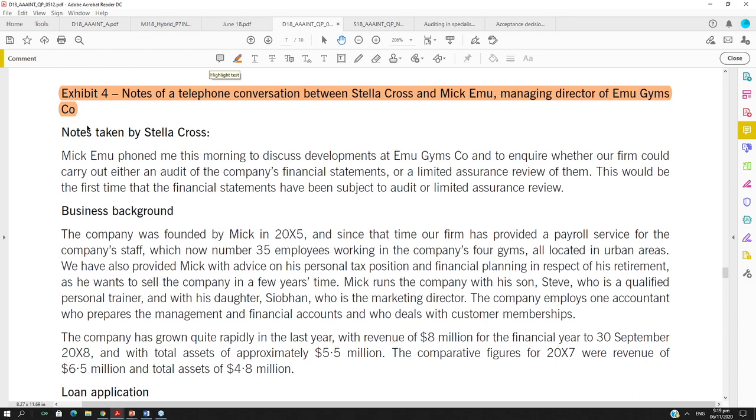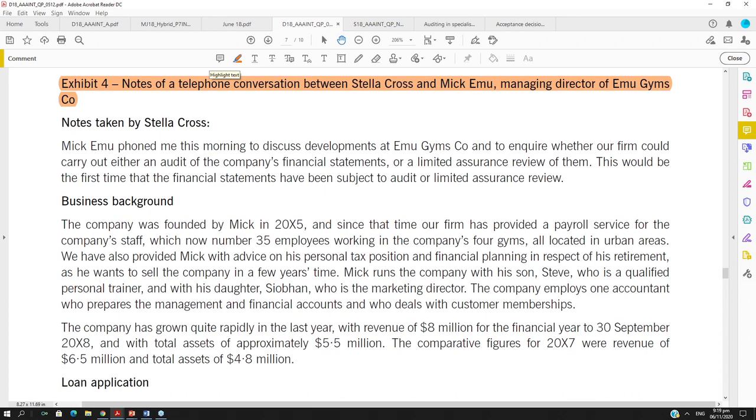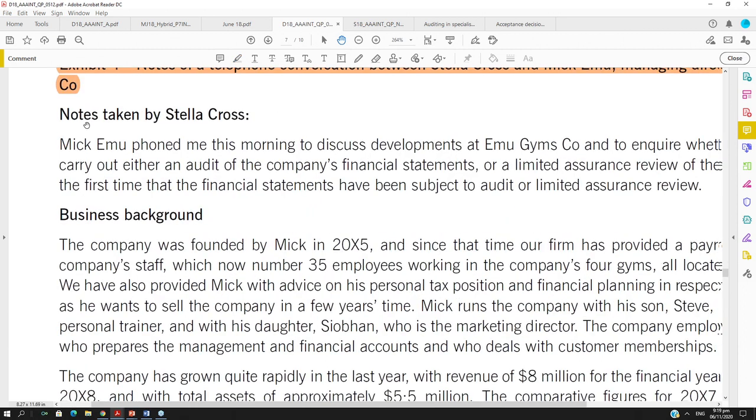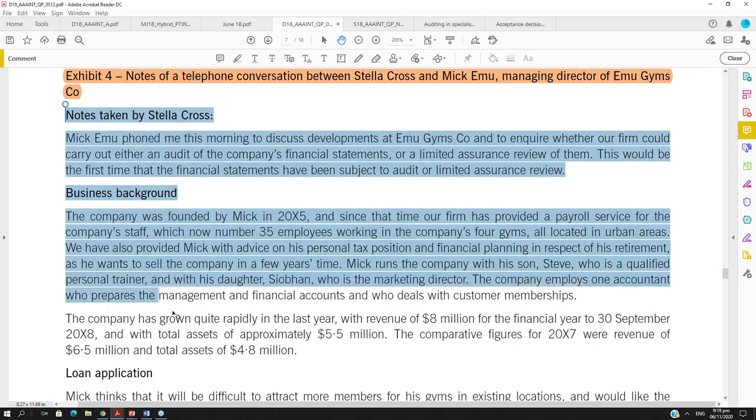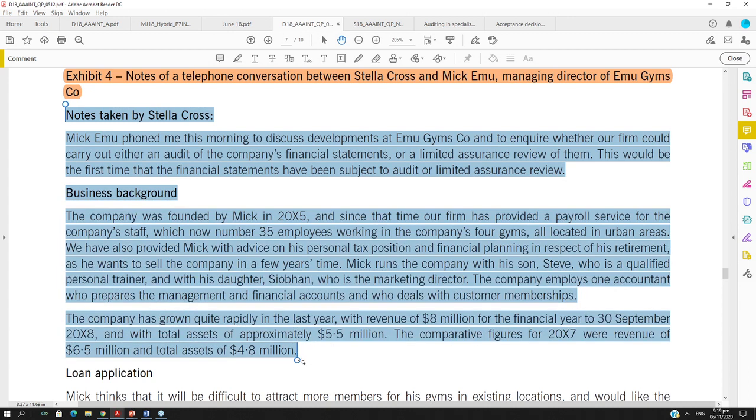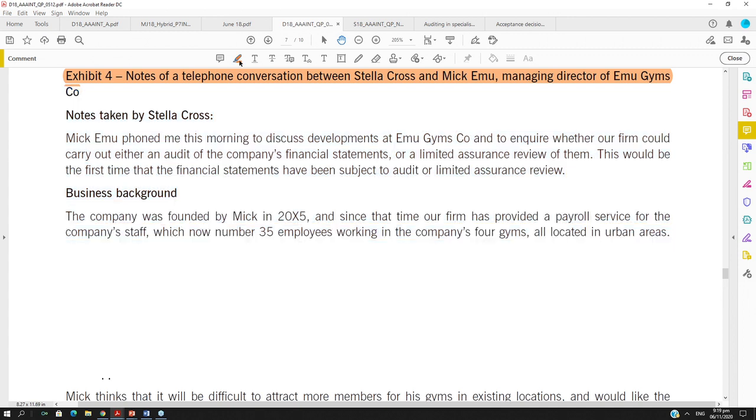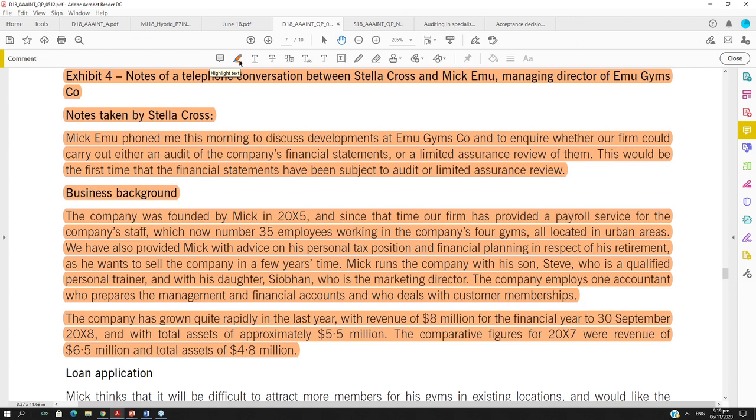Now let's read every piece of information given so that we can identify the problems, methods to consider when accepting whether to provide the audit or limited review to Emu Gyms. Do me one favor. Can you just read from here to here, all in orange, in about 4 minutes, and carefully identify the methods to consider? Your time starts now. After 4 minutes, please tell me you are done with it.